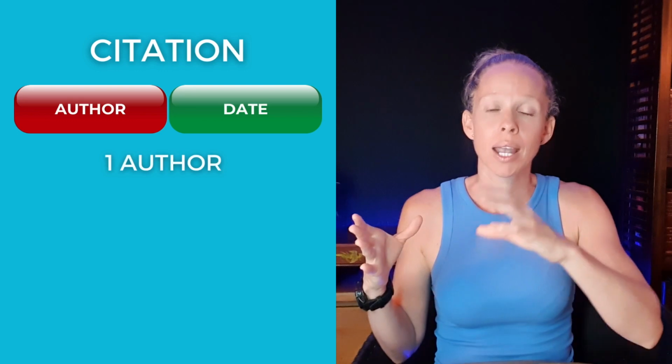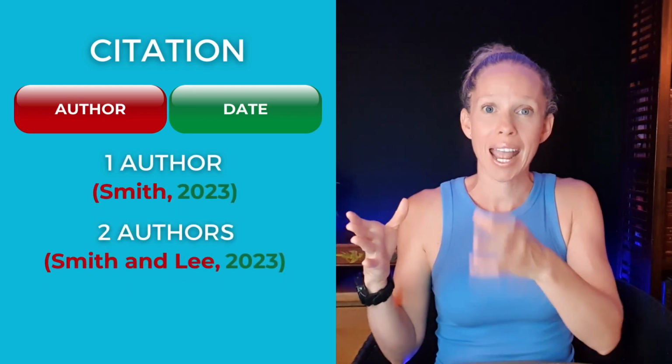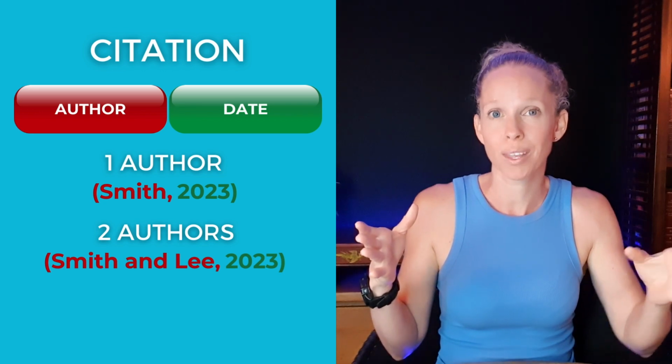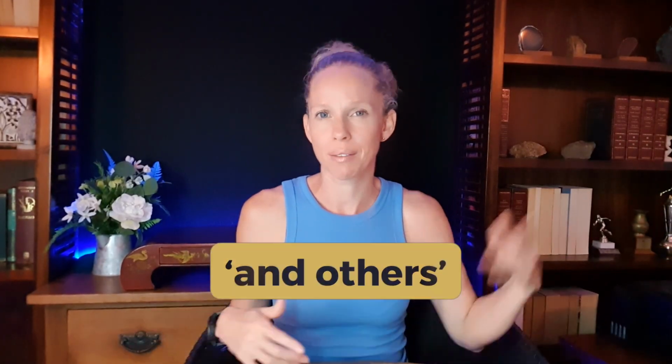When we have 1 author, we have the surname and then the date of publication. When there's 2 authors, we have surname and the surname of the second author, and then the date of publication. Whether we use the word and or the ampersand symbol will depend on what referencing style we're using. Then for 3 or more authors, it's the same across all referencing styles. We write the surname of the first author, followed by the words et al. And et al just means and others. And then of course we would have the year of publication.